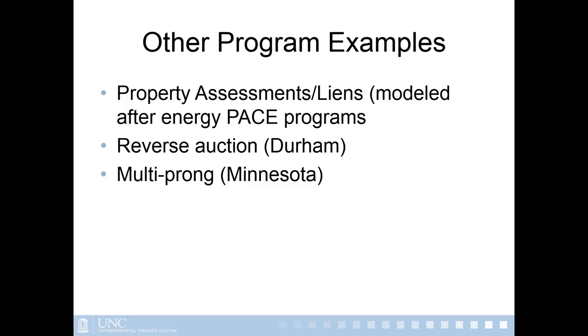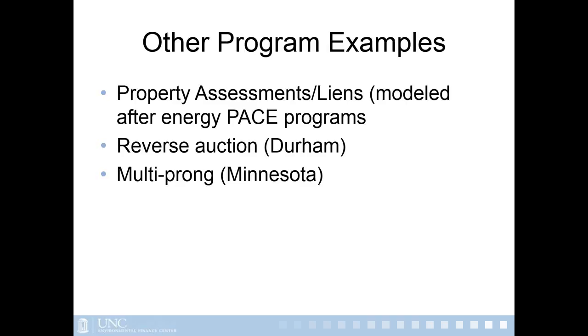A few other really quick case studies just to round out the whole spectrum of different measures that we're seeing across the country. I'm going to go through these rather briefly, but they are interesting to take a look at. Stacy mentioned the PACE program. For those of you in the energy field, that will be a well-known name.